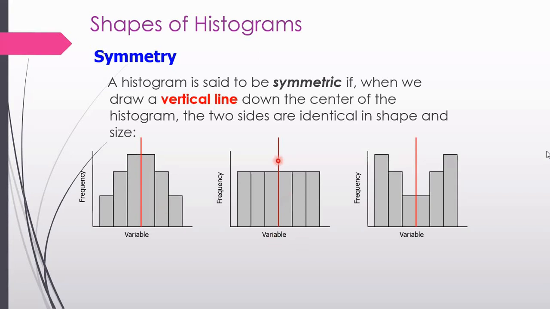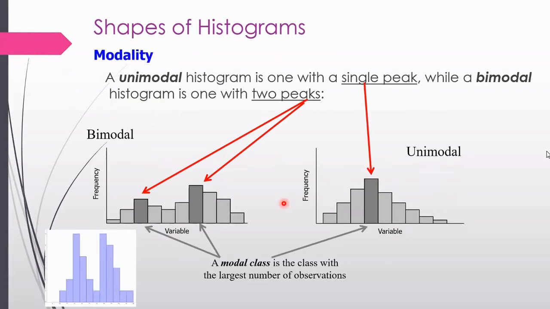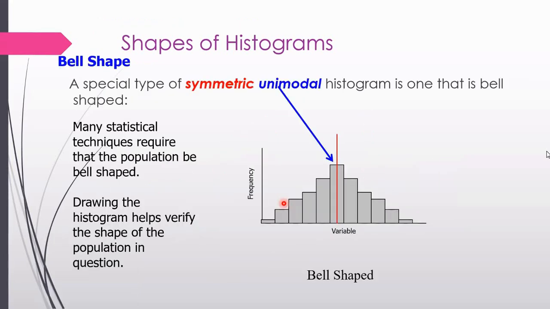This is also not bell-shaped. It is symmetrical, but there is no single peak. And here also, not bell-shaped, because although it is symmetrical, there is no single peak. So now you are able to identify what is symmetrical, and the modality, whether it is single modal, bimodal or multimodal. Then the special characteristic, bell-shaped: it should be symmetrical with a single peak. That peak divides the histogram so both sides are identical in shape and size. These are the characteristics we can identify using the shape of the histogram.